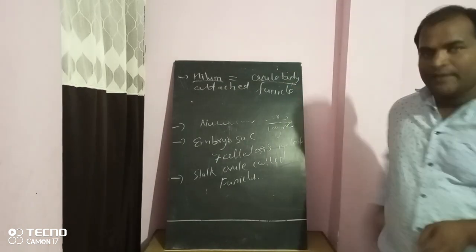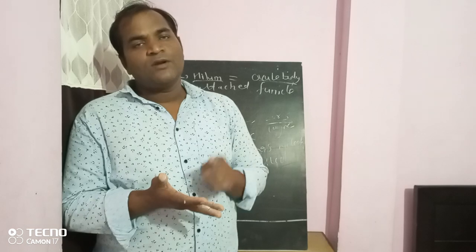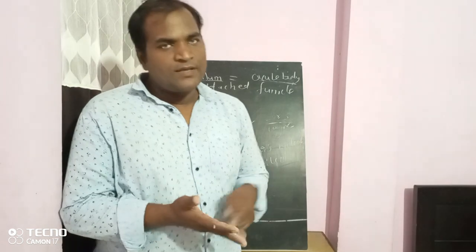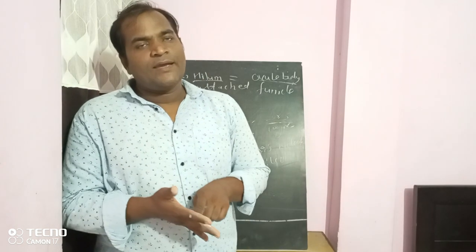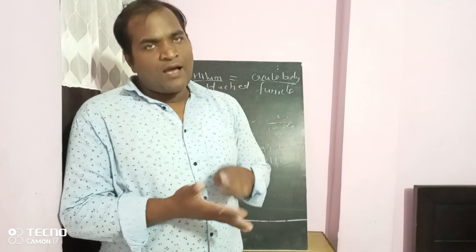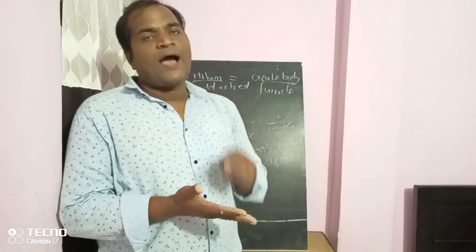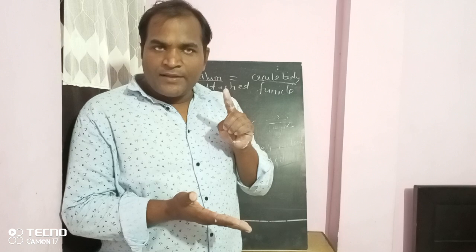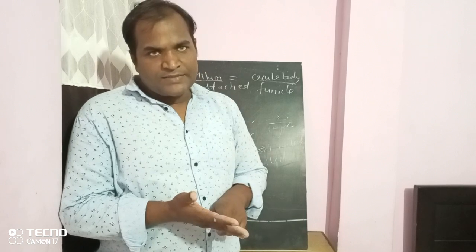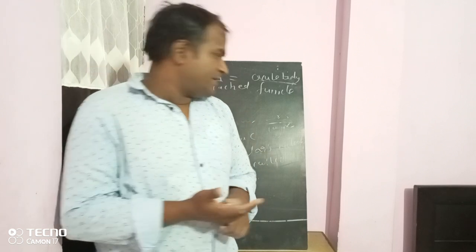So what do we understand? In the ovule, the following structures are present: the outermost integument, then another circular coat, the nucellus, then the embryo sac, and the funicle and hilum. The embryo sac is either seven-celled or eight-nucleate.